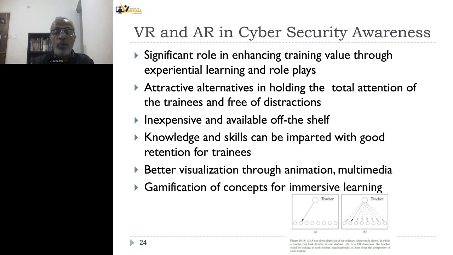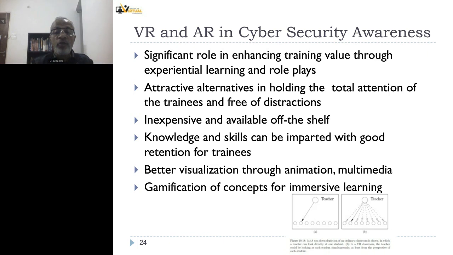In this slide, I'm discussing how VR and AR can play a role in cybersecurity awareness training. It plays a significant role in enhancing training value through experiential learning and role plays. We can create various artificial scenarios where the user can navigate and get immersed in the environment, and then see the implications of their activities. It is an attractive alternative in holding the total attention of the trainees, and it is free from distractions. A person immersed in virtual reality and augmented reality systems can learn the topics with more effectiveness.